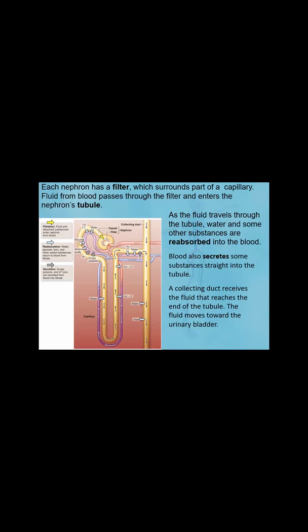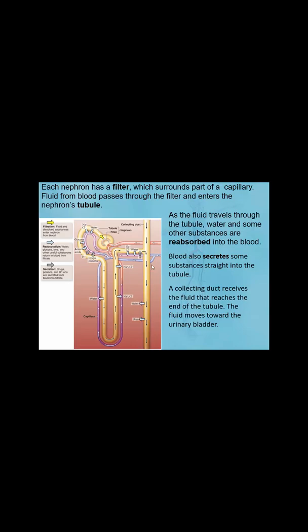Okay, now the filtrate is going to go through several parts. First, it goes through what is called the proximal convoluted tubule, the descending limb of the loop of Henle. This is a loop of Henle. That's part of your nephron. The ascending limb going up, the distal convoluted tubule, and then it goes into the collecting duct to be excreted as urine.